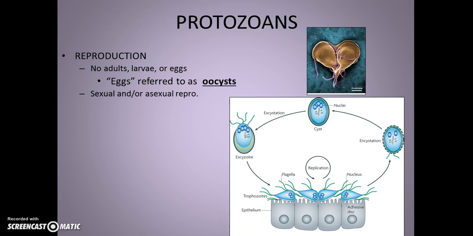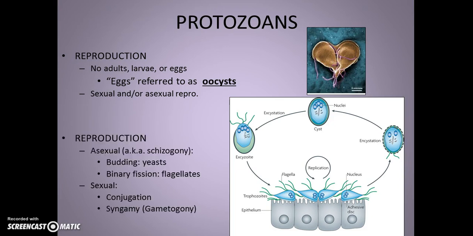Now protozoans, compared to other parasites we've gone through so far, like the trematodes, the cestodes, and the nematodes, the main difference is going to be in the reproduction and the life stages of these parasites. So for protozoans, in terms of reproduction, there are no adult, larva, or eggs as life stages. The eggs that we do see in the feces are referred to as oocysts, and there can be either sexual and or asexual reproduction for each of these parasites.